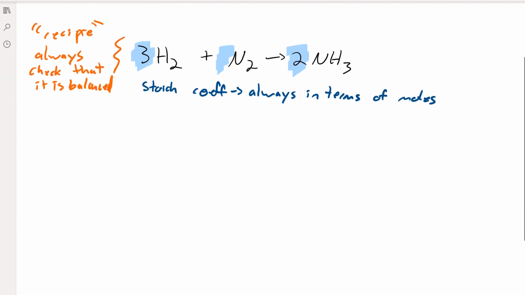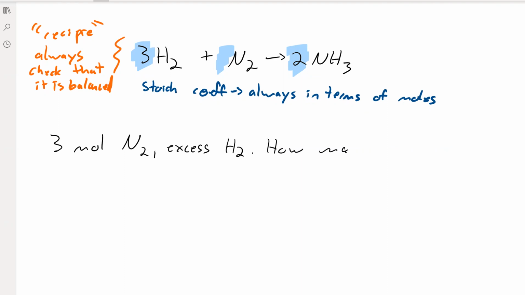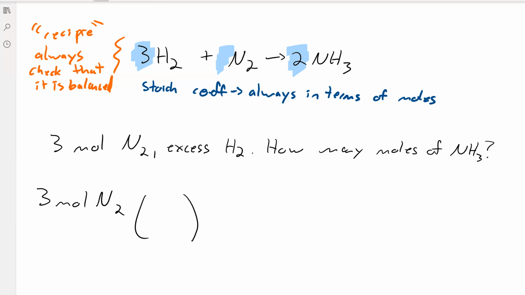So we can ask ourselves all kinds of questions. So for example, if we have 3 moles of N2 and excess H2, how many moles of NH3 can we form, right? And so we just want to pull out what we have from the question. That's our 3 moles of N2. And then we want to keep converting until we get to what we want, which in this case is our moles of NH3. So we have moles of N2, so we can go to our equation.